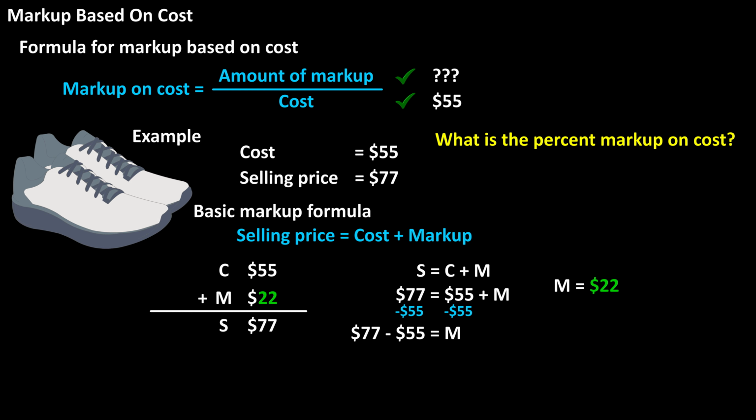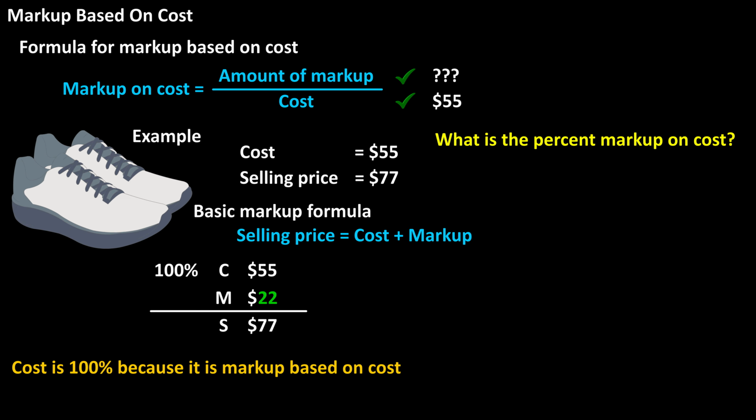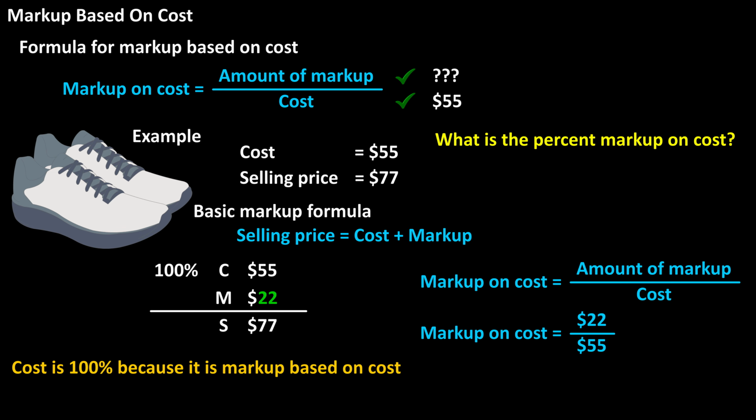Next, we're going to put percents on the left side of the table. Since we're finding the percent based on cost, the cost will be 100%. Now we're going to use the formula that we learned in the beginning of the video. Markup on cost equals the amount of markup divided by the cost. So the markup is $22 and the cost is $55. $22 divided by $55, which calculates to 0.4 or 40%. So that is the answer to our main question.